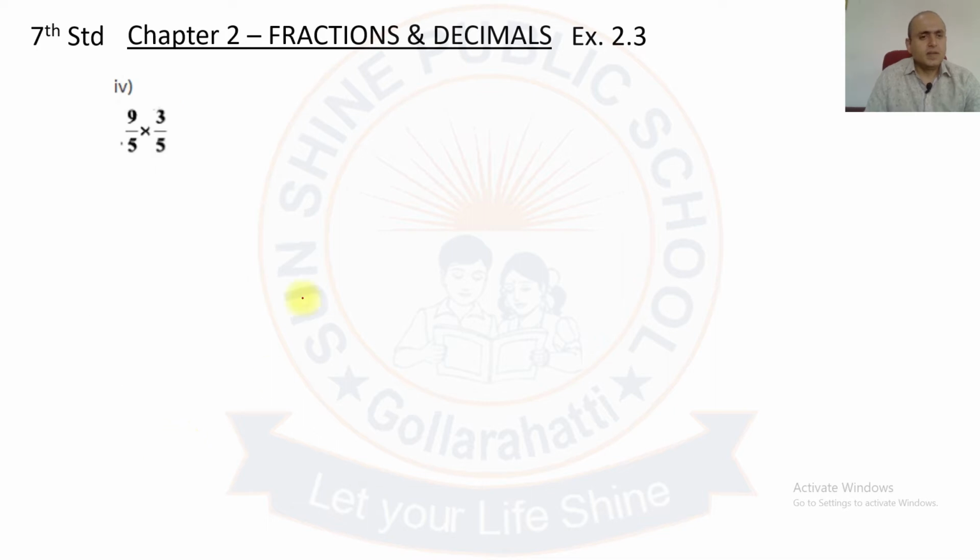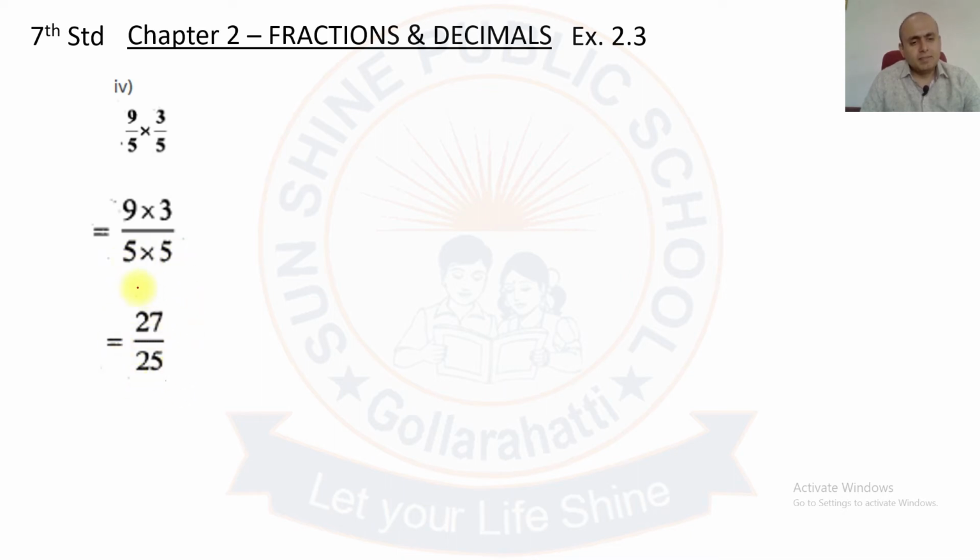Next question. 9 by 5 into 3 by 5. So you have to multiply numerator to numerator and denominator by denominator, or you can simplify. Here by looking at these numbers, we can say that the numerator and denominator are not divisible by the same factor. Therefore, I am going to multiply, that is 9 into 3 by 5 into 5.